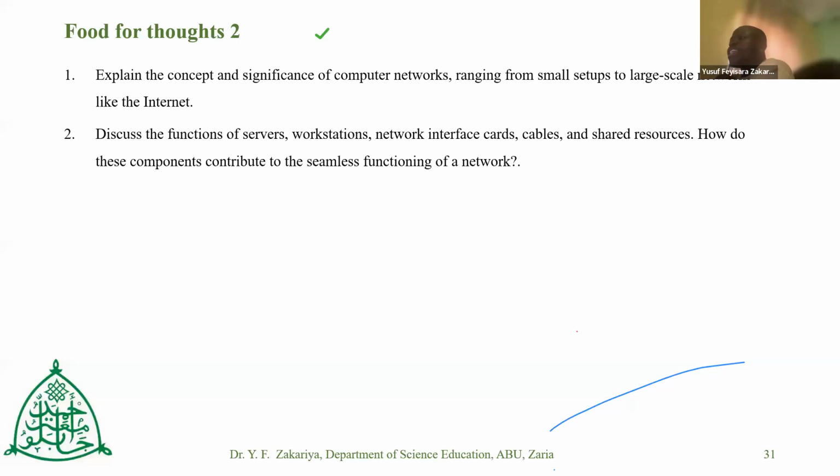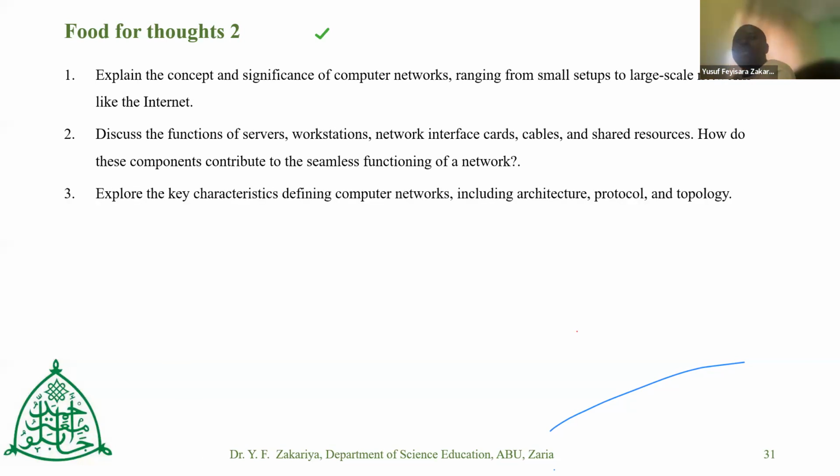I can just leave the question as discuss the functions of network components. But being specific is, number one, to restrict you from saying unnecessary things I don't want, and again, to direct you towards what is required of you in this question. Take note. Another one is explore the key characteristics defining computer networks. What are the characteristics? Including architecture, protocol, and topology.